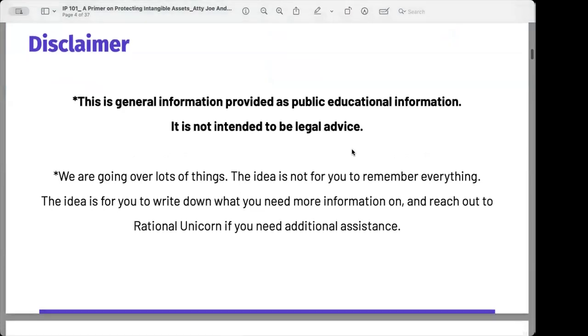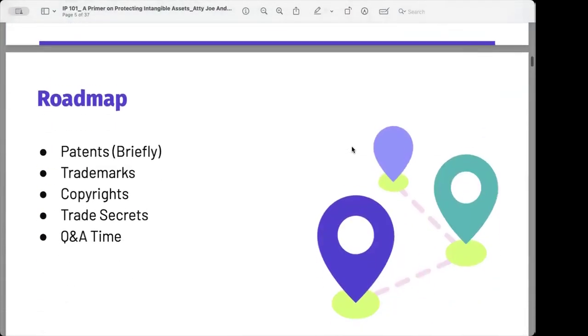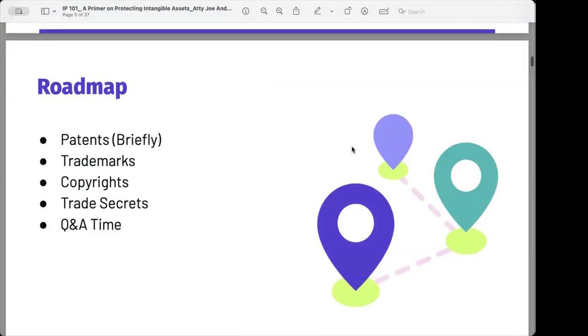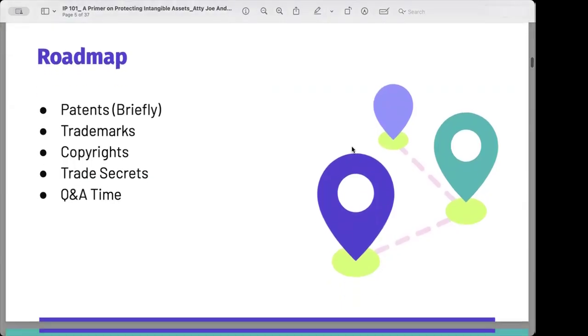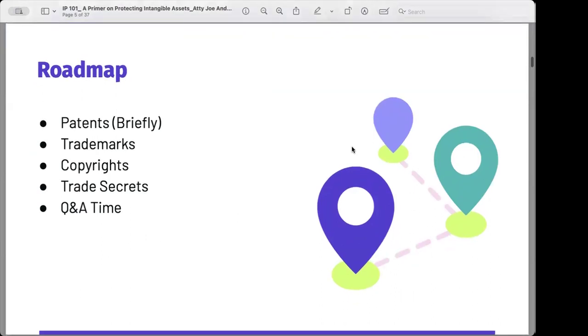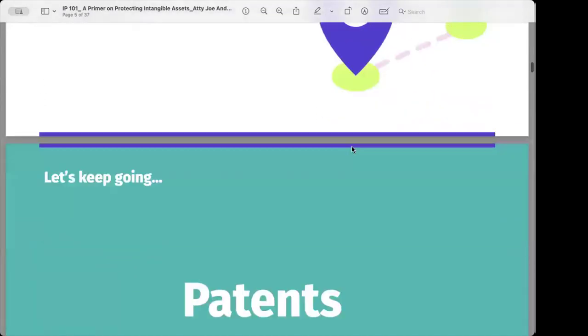Disclaimer here, I'm not giving any legal advice today. This is just to discuss the basics of the main groups of intellectual property, which we'll talk first about patents briefly, then trademarks, then copyrights, trade secrets, and then we'll leave some time at the end for any questions you might have. If something comes up on the way, just unmute yourself and shout out. I can't probably see all of you, but if there's something important and you want to interrupt, this can be interactive as much as you want. I don't have to be just a talking head.